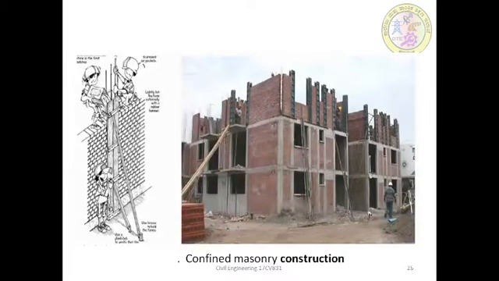So here, this is the confined masonry construction. What we can see is how this confining of the masonry is made in both vertical as well as horizontal directions, vertical in terms of columns and horizontal in terms of beams. Only after construction of the wall, the remaining vertical and horizontal confining is made. So this is all about confined masonry.